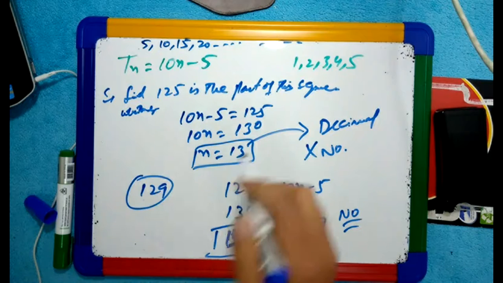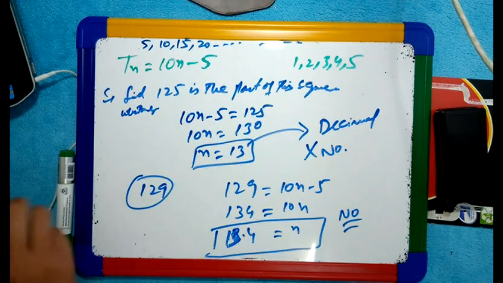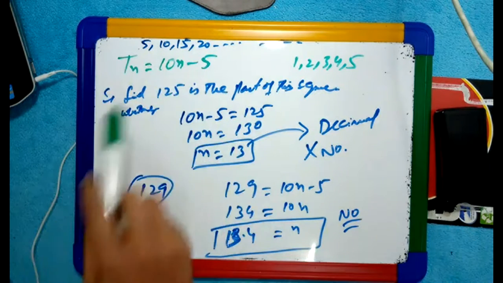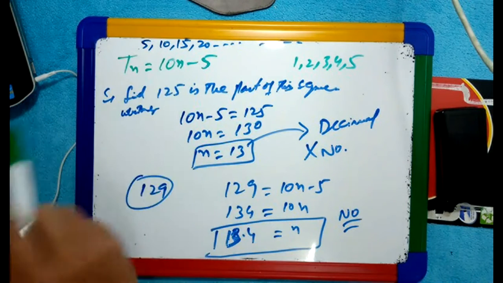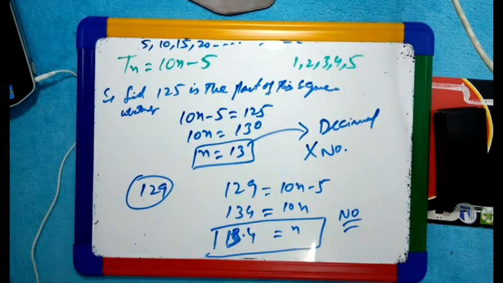If you want to check that 13, if you put 13 in this, what will you get? 125, right? 125 you will get. So the 13th term is 125. Got it?